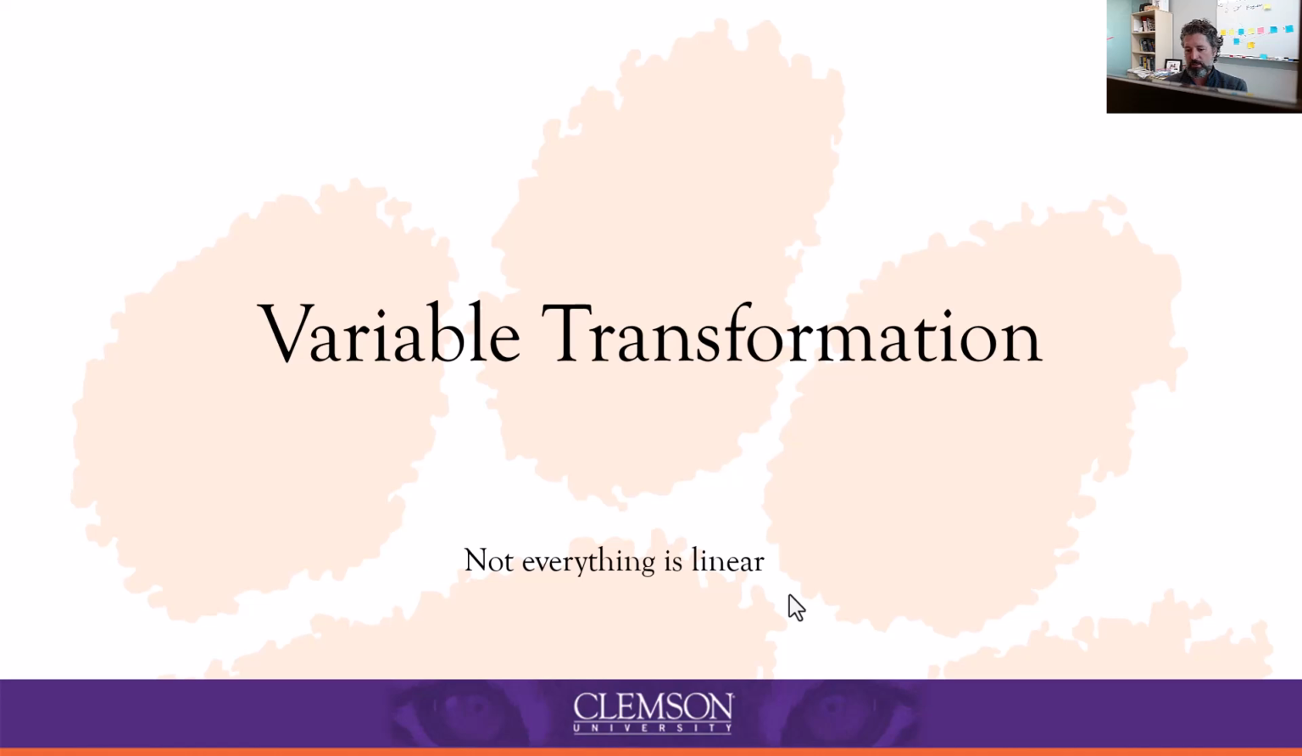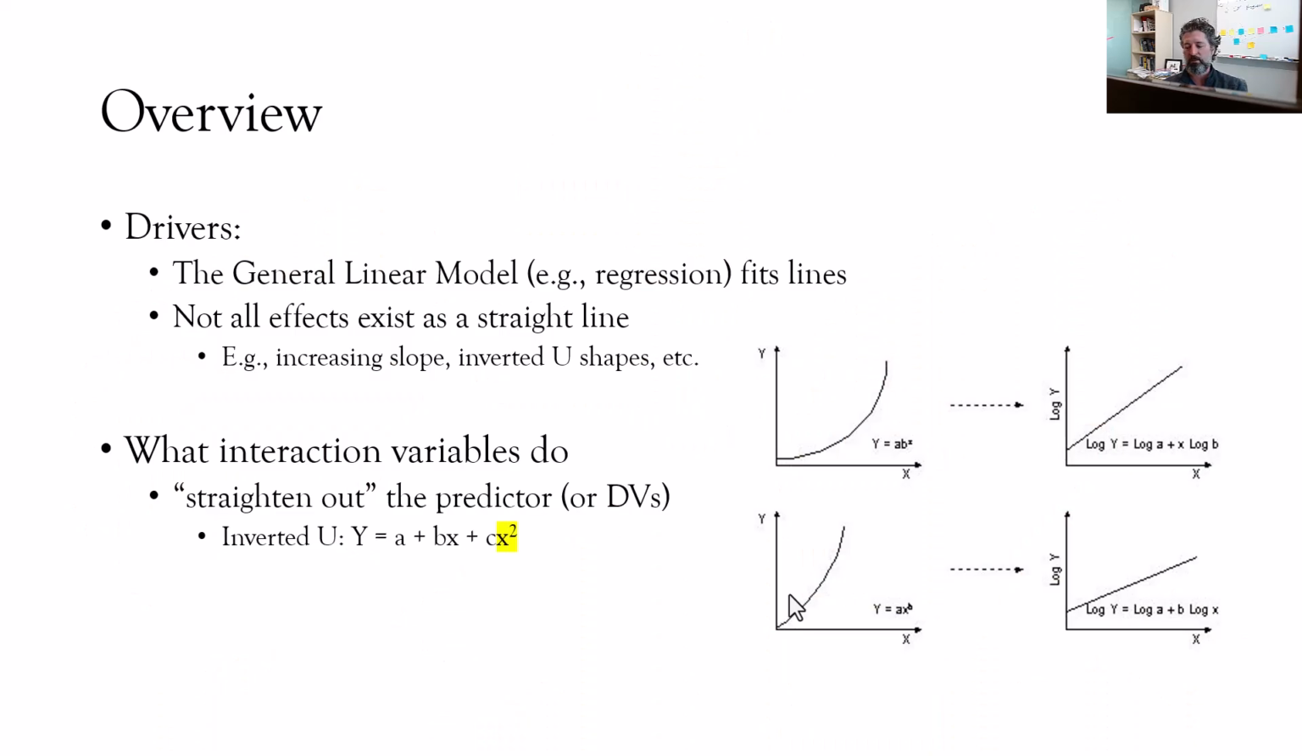Next up, variable transformation. Not everything is linear. Again, we've been saying we're shooting a line through a bunch of dots, but what happens if the best fit for that line would actually be a curve? What do you do then? Imagine we have dots that are going up in an exponentially increasing fashion. Essentially, you transform the data in order to make it into a line.